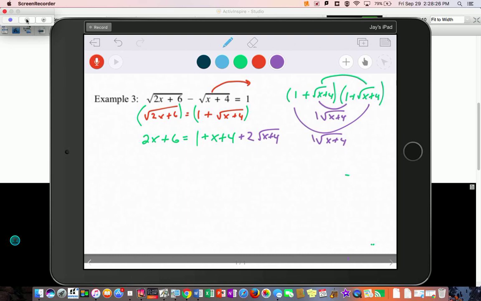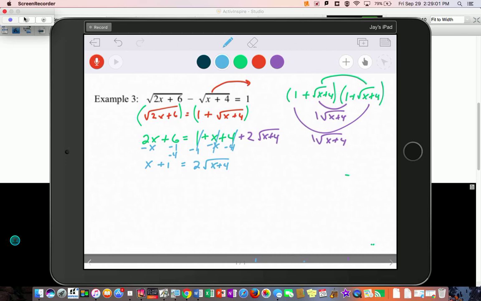So now you need to get that one by itself. So I'm going to subtract 1. I will subtract x, and I will subtract 4. So this is x plus 1. This is gone, this is gone, this is gone. And then I always ask, there's a 2 here. Would it help to divide over here by the 2? And I would say no, it kind of makes this messy. So I'm going to leave it where it's at.